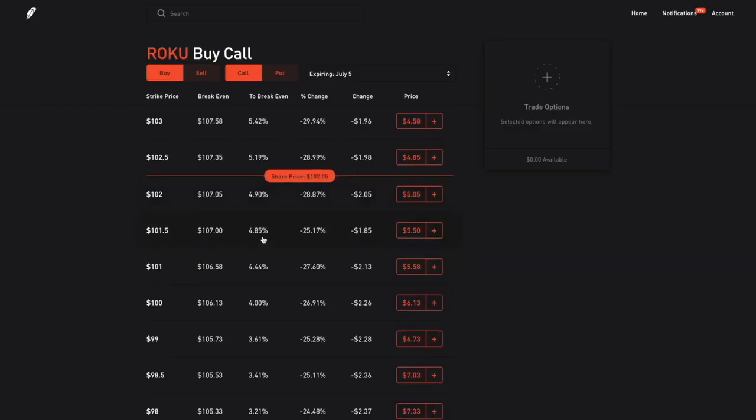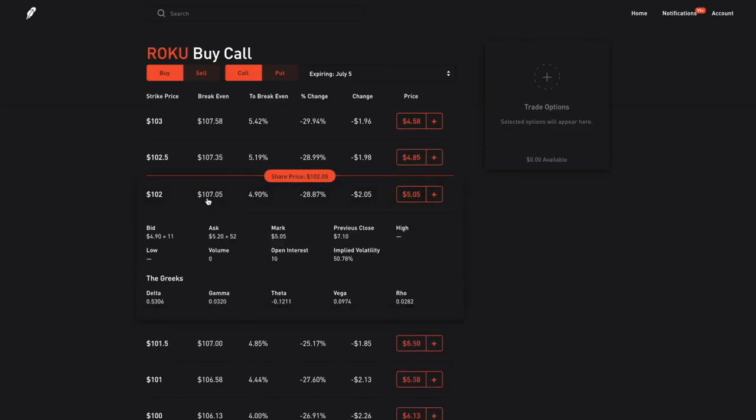So currently the stock is at 102.05. If we break down 102, this is the strike price. You are paying $505 for this contract alone. So if you pay $505, you want to know how much you can possibly make on this stock as it goes up and down. How much is this option going to be going up and down with it?